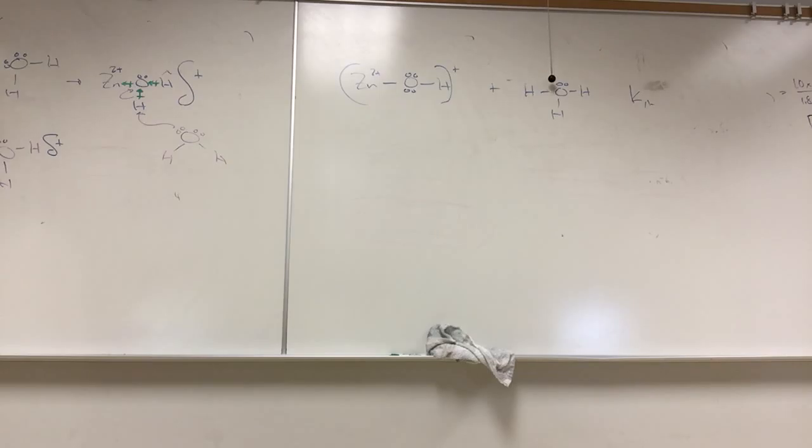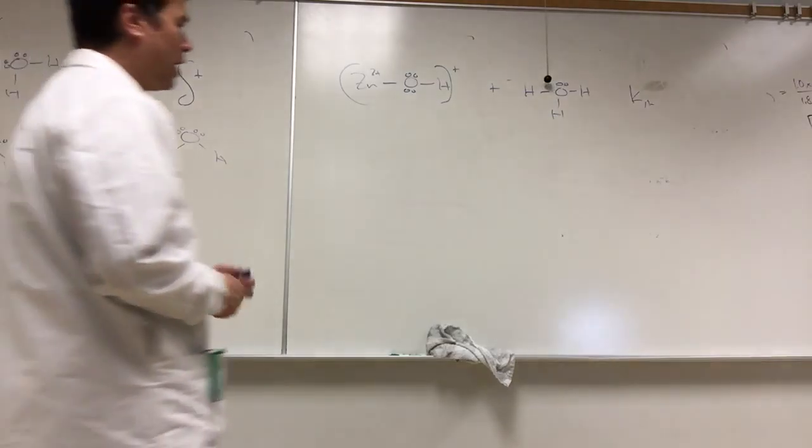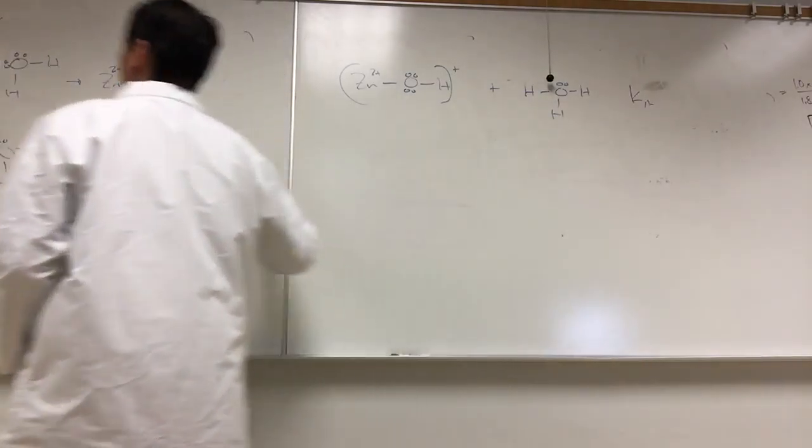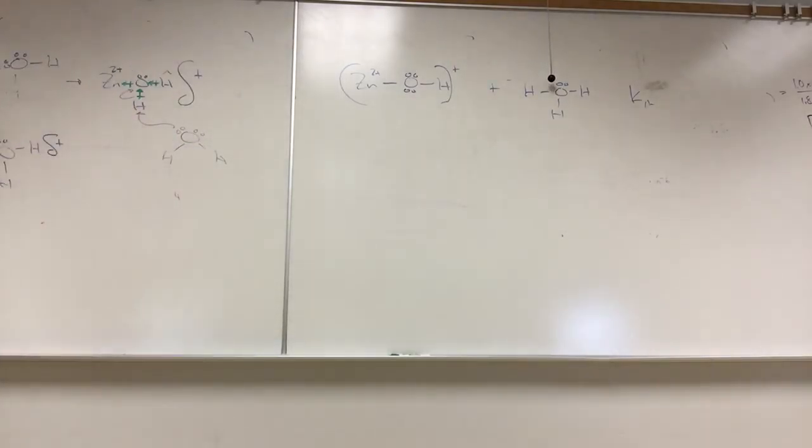And so how would you know? Well, you wouldn't necessarily know. You just look it up. And so we look it up in a book, and we see that it turns out we'll have 6 aqua ligands.